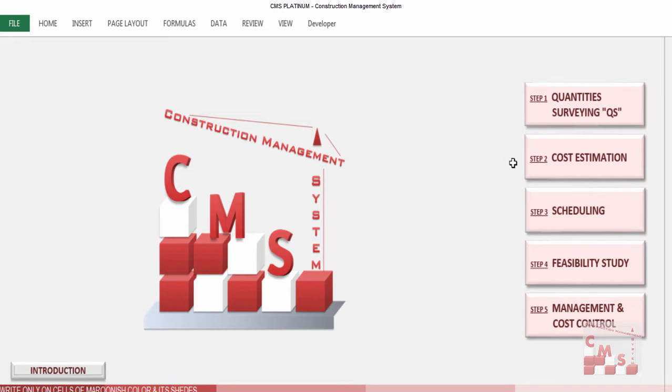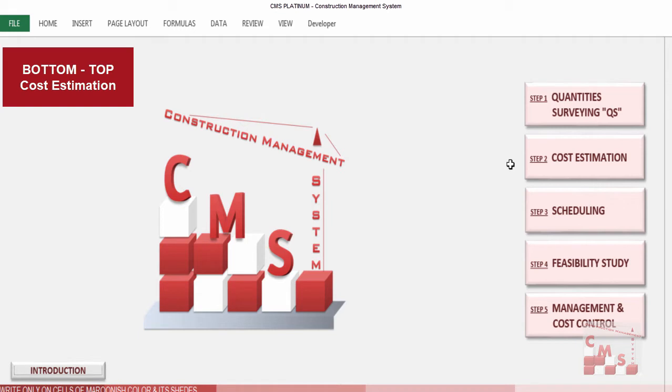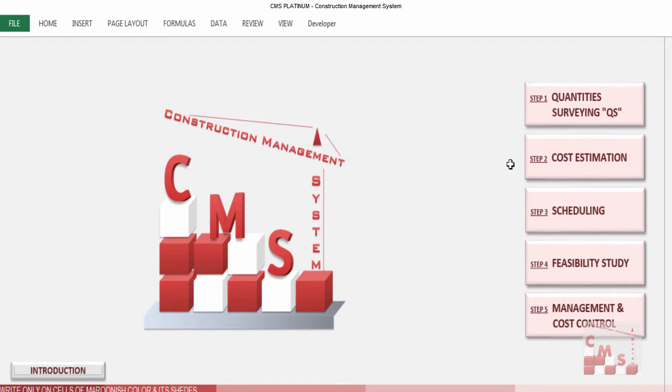As we informed before, CMS depends on the bottom-top method to calculate all the activity cost estimation and consequently the project cost estimation and budget. So the maximum efforts are already done in the quantity surveying only, and now we'll do the balance efforts regarding the cost estimation and we'll see how to deal with it now. Let's click on cost estimation.